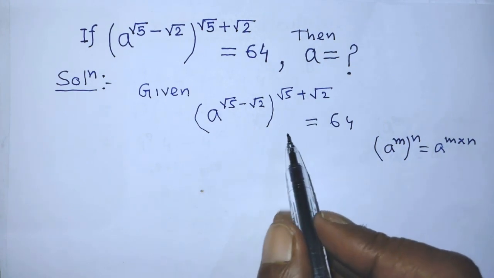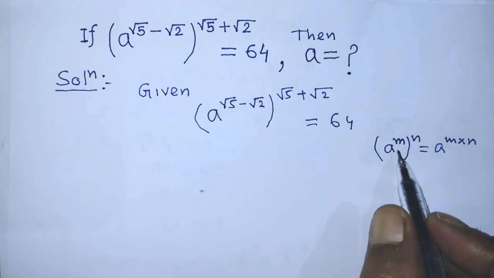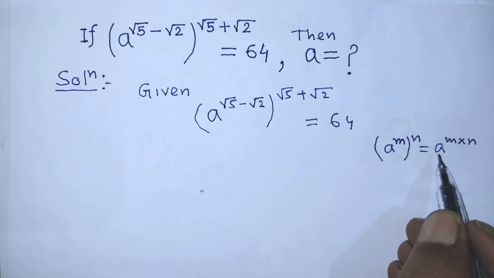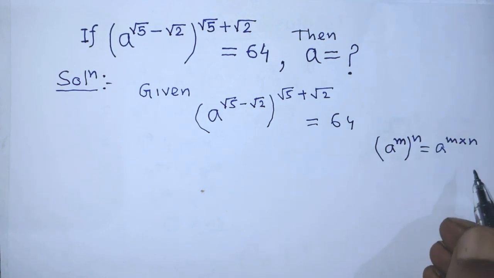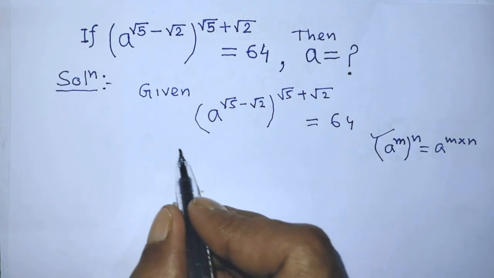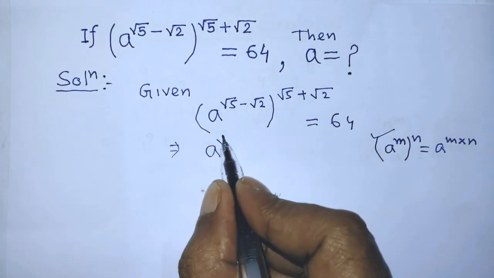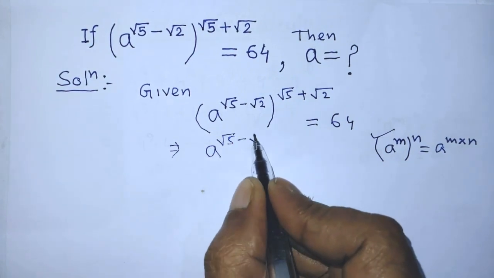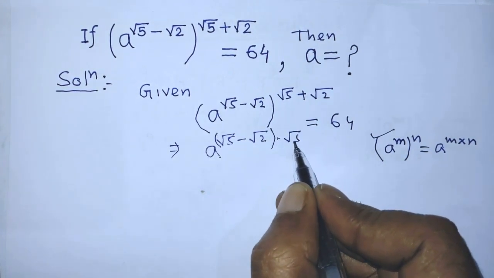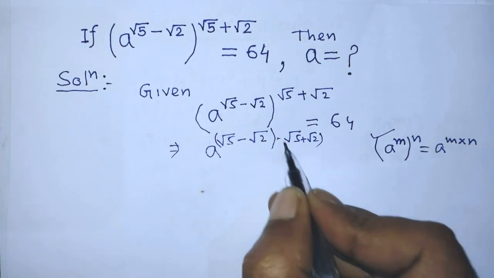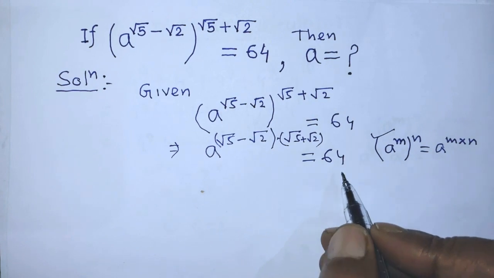So student, to simplify the left hand side of this equation, we have to apply the formula (a^m)^n is equal to a^(m·n). So student, according to this formula we can write from the left hand side a to the power (√5 − √2) times (√5 + √2) is equal to, on the right hand side again you have to write 64.